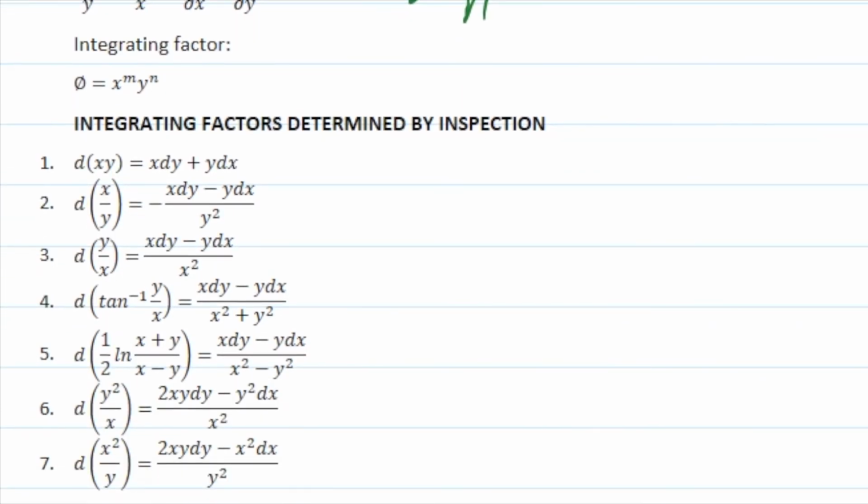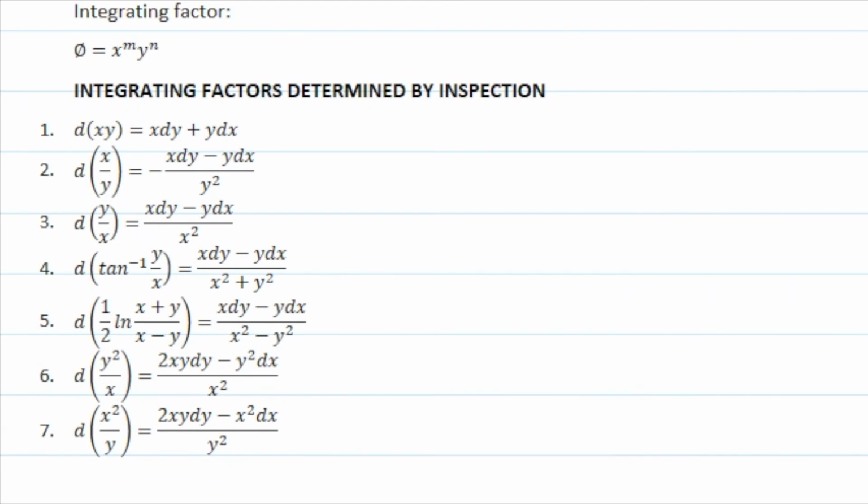So we also have integrating factors determined by inspection. We have 7. First, the derivative of xy is equal to x dy plus y dx. Second, the derivative of x over y is equal to y dx minus x dy over y squared. Third is the derivative of y over x, x dy minus y dx over x squared.